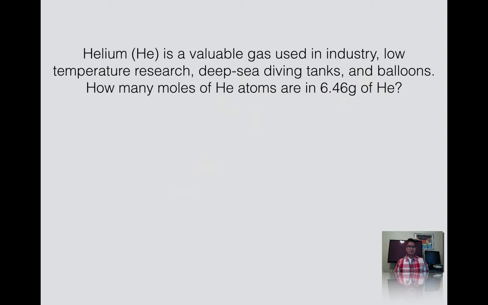Okay, helium. Helium is a valuable gas used in industry, low temperature research, deep sea diving tanks, and balloons. How many moles of helium atoms are in 6.46 grams of helium?